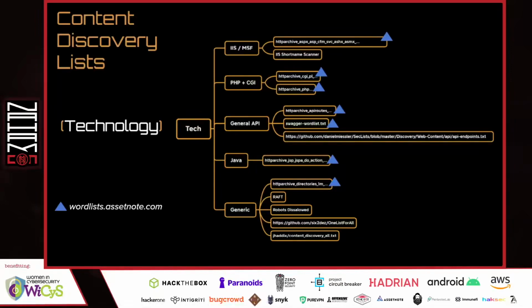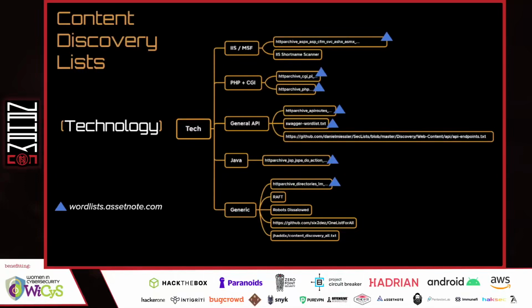As well as there's an API endpoint list as part of a project called SecLists, which me and my friend Daniel Miessler run, and that has some API endpoint paths in it as well. So I'll use those three for general API fuzzing or for content discovery. Java, there's a Java file on wordlist.assetnote.com, and then there's 4 or 5 generic ones that I will use in addition to the technology specific one.